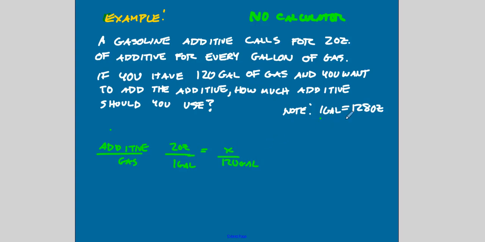I'm actually not even going to need to use that here. So X is going to be the ounces of additive. So my units match here. I have gallons, gallons, ounces. This has to be ounces here. So all I do is cross multiply. So X is going to be 2 times 120. So I'm going to need 240 ounces of additive.